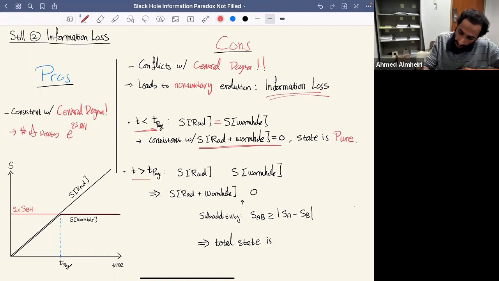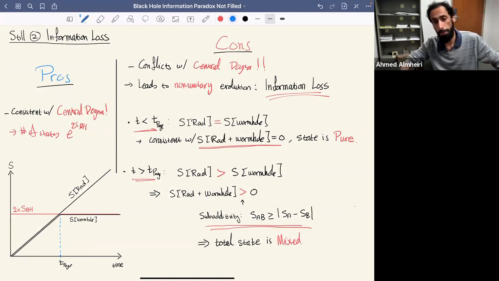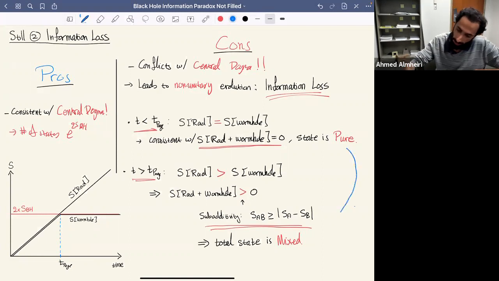However, for T after the page time, the radiation entropy is greater than the wormhole. And so you can prove that this means that the entropy of the union has to be greater than 0 using subadditivity. Okay? And so the total state is mixed. So it seems like what's happening, going from before the page time to after the page time, the state is evolving from a pure state to a mixed state. This is non-unitary evolution.